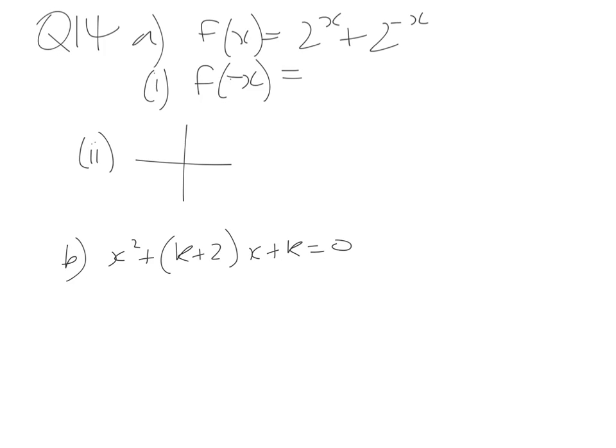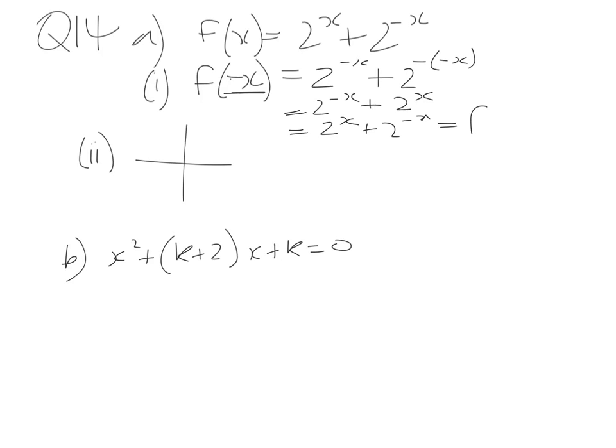Okay, question 14a. The function 2 to the power of x plus 2 to the power of negative x, show that it is even. So we're going to sub in negative x. So we get 2 to the negative x plus 2 to the negative, negative x, which is 2 to the negative x plus 2 to the positive x, which is, let's just rewrite it, and you can see that that is the original function, therefore it is even.